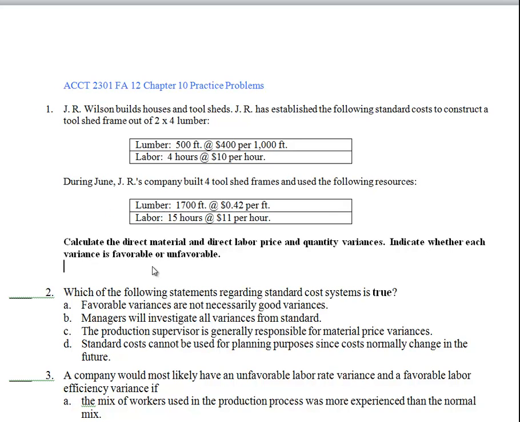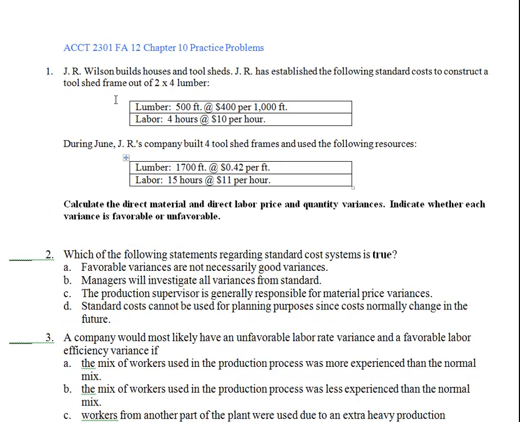In Chapter 10, we are looking at the variances. In this particular problem, it says that we build houses and tool sheds, and it gives us the following standard costs. So this is what we think is going to happen. We have the lumber, which would be our material, and then labor. We built 4 tool sheds, and we used the following resources. So this is going to be our actual.